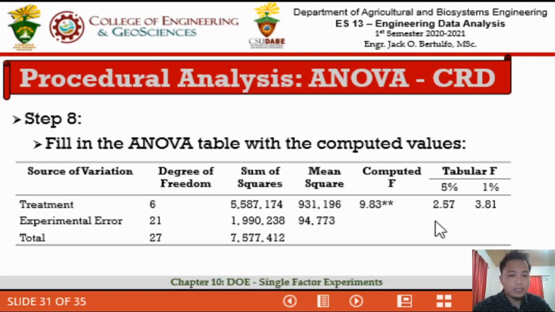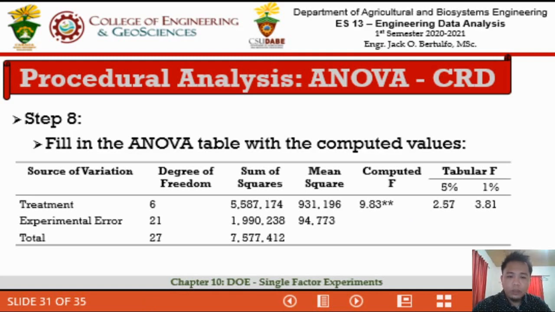If it is highly significant, you put 2 asterisks if it is significant at 1%. But if the value is less than the 1% value but greater than the 5% value, you write 1 asterisk only, in order to signify that it is significantly different at the 5% level. Then if it is less than both 5 and 1%, then you put NS, which means that it is not significant. So therefore, we can say that there is no significant difference between each treatment.